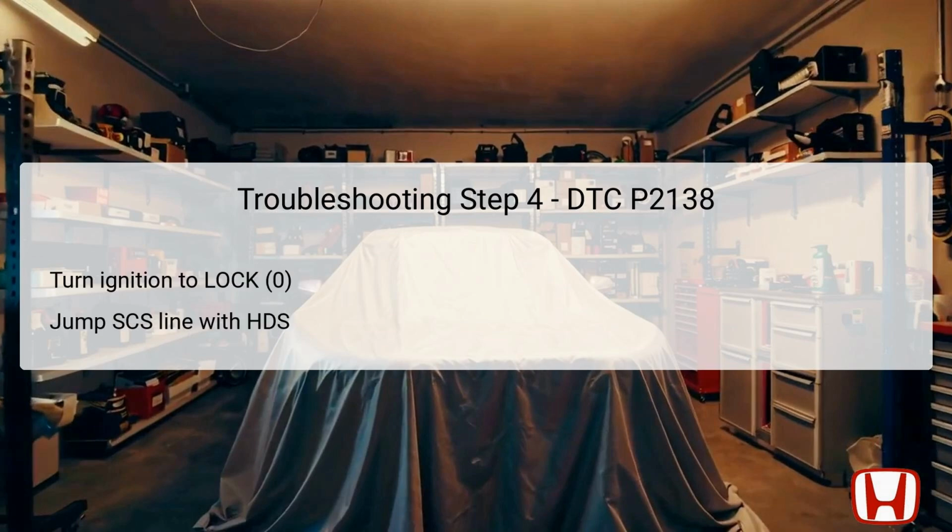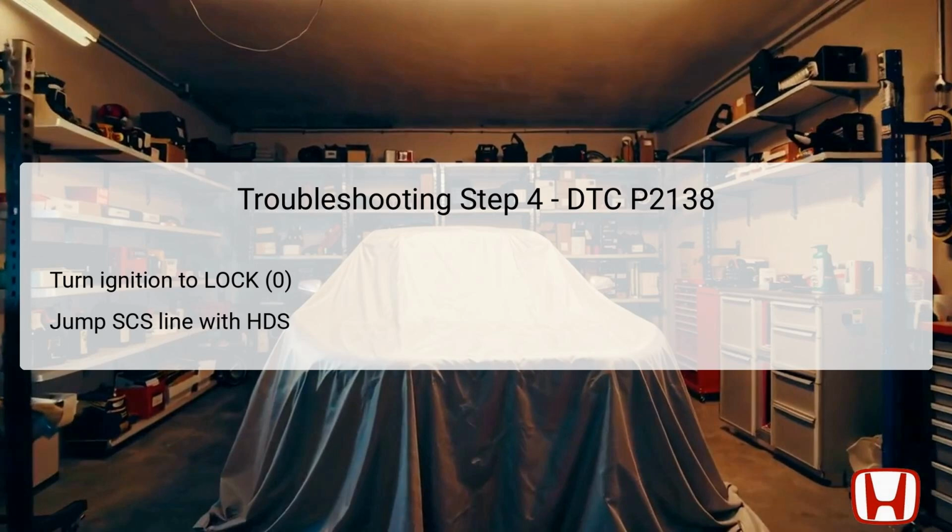The fourth troubleshooting step begins with turning the ignition switch to the lock 0 position, effectively powering down the vehicle's electrical systems. This action ensures safety when handling electronic components, particularly when making connections or disconnections. Following this, the technician should use the HDS to jump the SCS service check signal line.